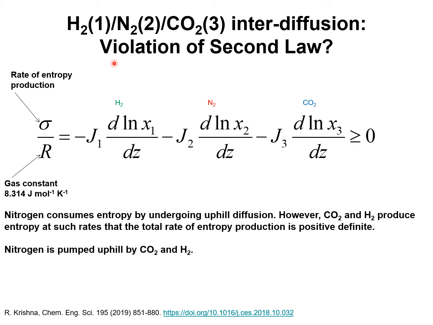We ask ourselves the question whether the interdiffusion of the ternary gas mixture in the two-bulb diffusion experiments of Duncan and Toor violates the second law of thermodynamics because of the uphill transport of nitrogen. The second law of thermodynamics mandates that the rate of entropy production be positive definite.